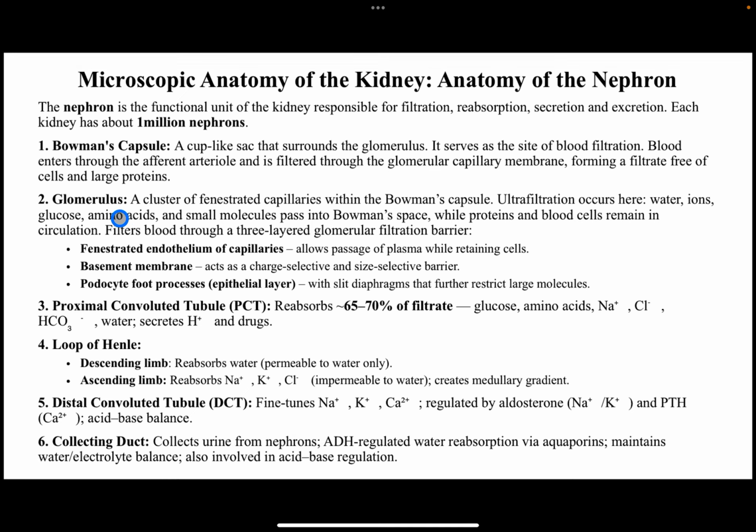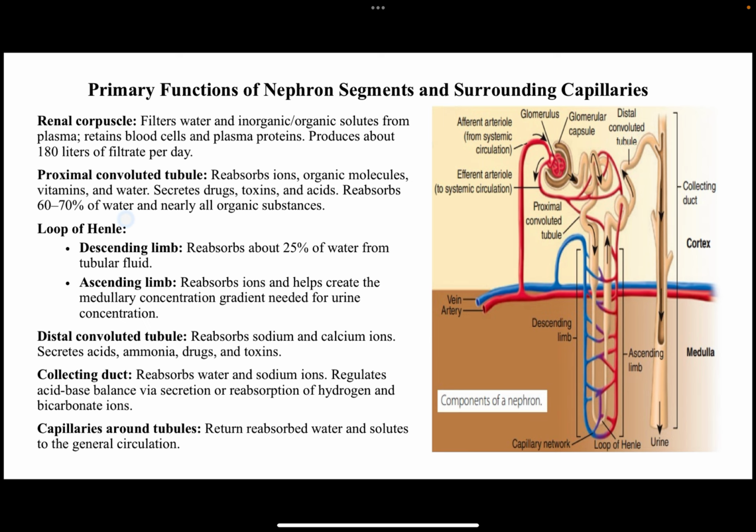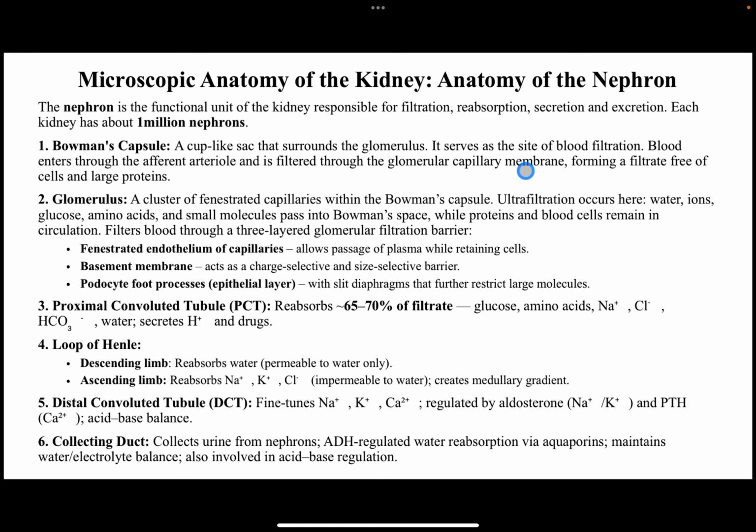Then we have the glomerulus itself. The glomerulus is a cluster of fenestrated capillaries within the Bowman's capsule. This is what we call the glomerulus. Look at it very well. This region is what we call the glomerulus. You see, it is within the glomerular capsule, or the Bowman's capsule. It's made up of a cluster of fenestrated capillaries within the Bowman's capsule.